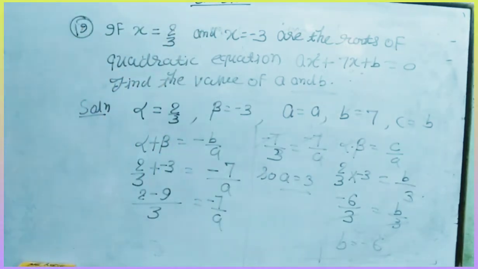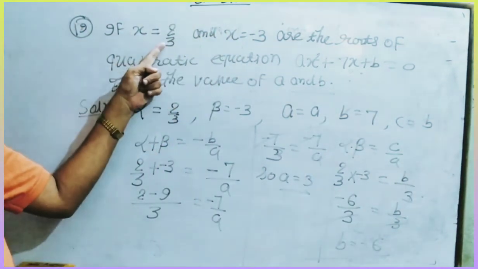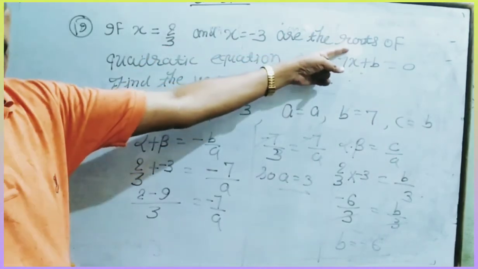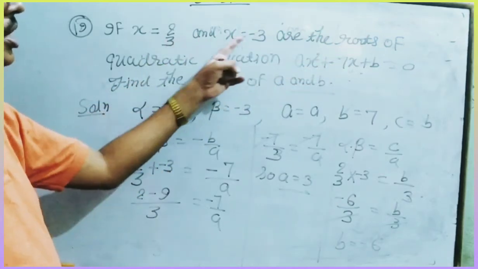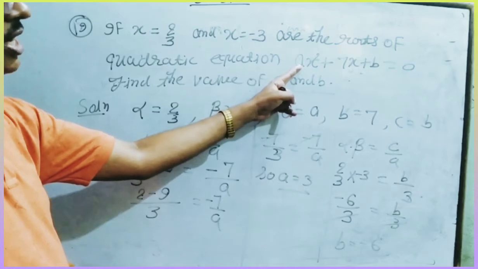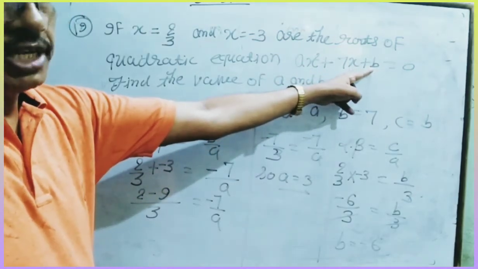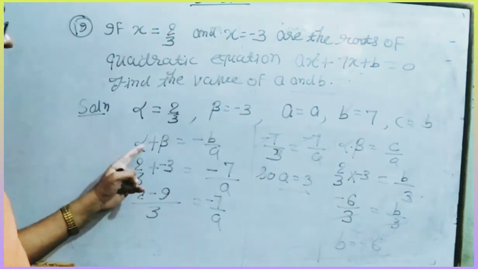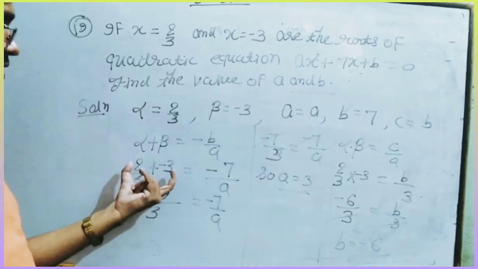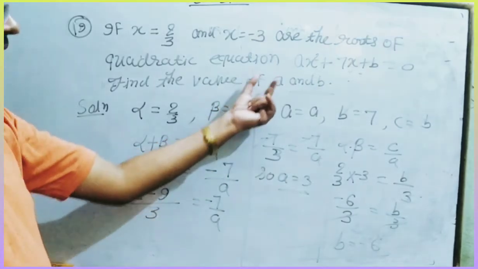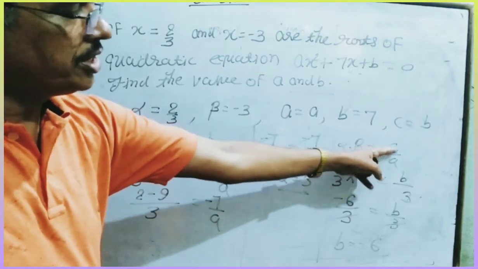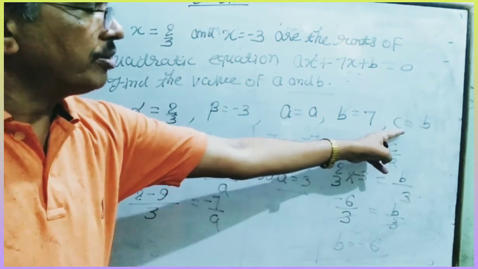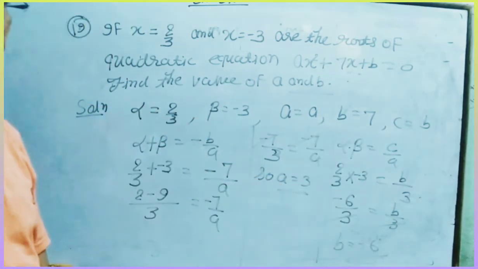So dear student, if the values of x are given, that means one is the zero called alpha, and the second zero is called beta. Zero's other name is also roots. So this is the alpha root and this is the beta root. Here the coefficients are a, b is 7 and c is b. So find the relation between the zeros and the coefficients. You know that alpha plus beta is minus b by a; substitute their values, then you get the value of a. Then alpha into beta is c by a; put in the values of a and alpha beta, then you get the value of c, and in the question c is b, so you can find the value of b.